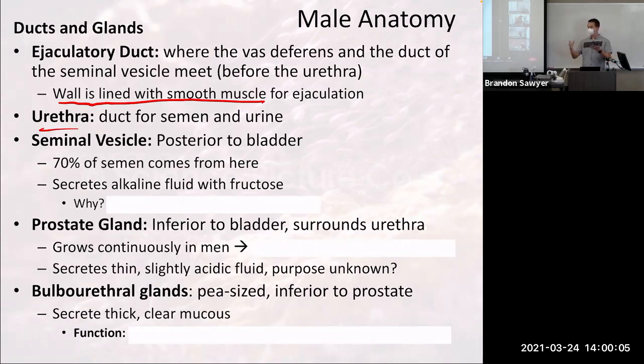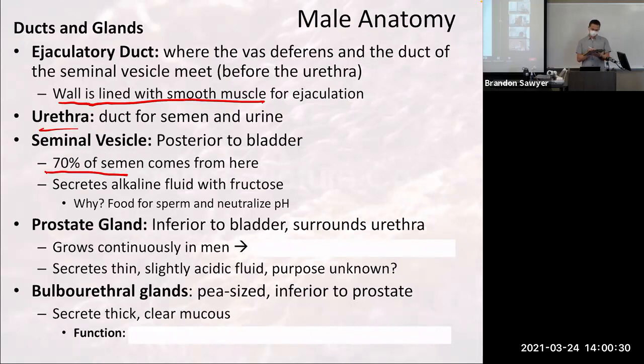Okay, so before that, the two pathways were separate, right? The reproductive system pathway and the urinary pathway were two separate tubes, but at this point they come together and now there's a shared pathway. Okay, so the seminal vesicle sits back behind the bladder, and 70% of the volume of semen is actually produced by this structure here.